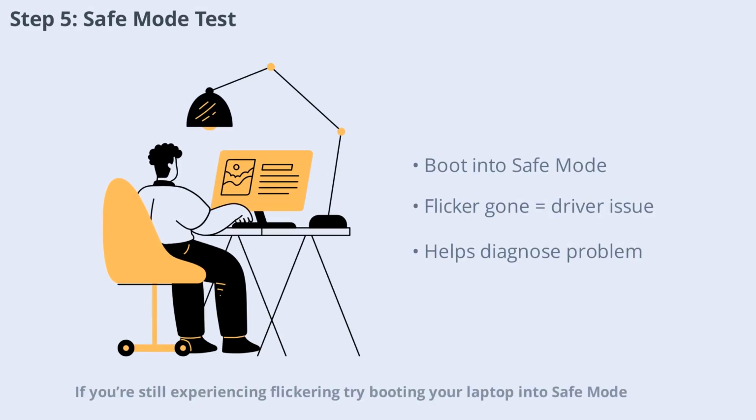If you're still experiencing flickering, try booting your laptop into safe mode. In safe mode, only essential drivers and software are loaded. If the flickering disappears, it's likely a driver or software issue. This information is valuable for narrowing down the root cause and deciding on the next steps.